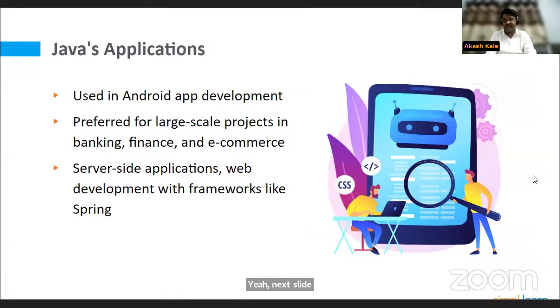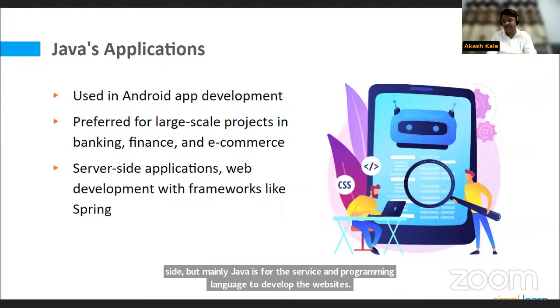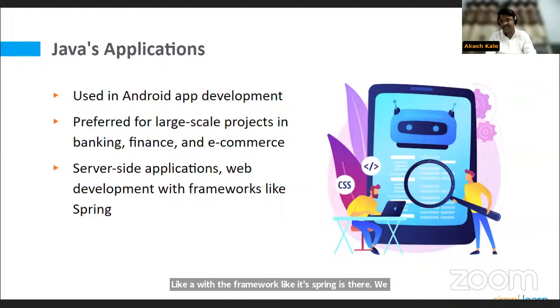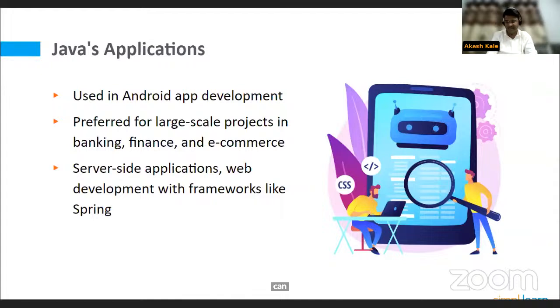So what are the benefits of Java? It is used for Android application development and mobile applications. It is preferred for large-scale projects like banking, finance, e-commerce, and more. It's used for client side as well as server side, but mainly Java is used as a server-side programming language to develop websites, with frameworks like Spring, Struts, JSF, and many more available.